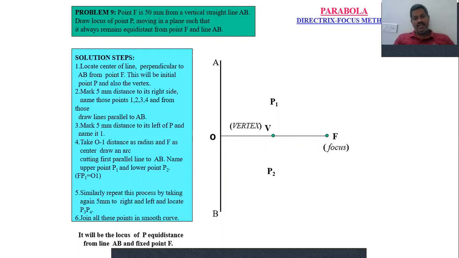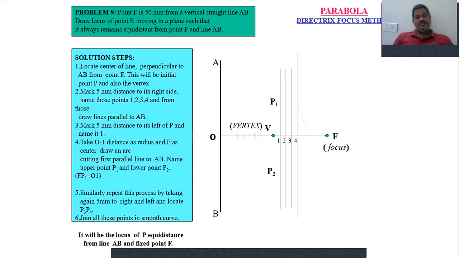Now after locating the vertex point, draw convenient vertical lines to the right side of the vertex point like this. Say I'm drawing 4 vertical lines at a distance of 5 mm. So draw the 4 vertical lines to the right side of V, the vertex. In this case, I'm drawing them at 5 mm spacing like this.